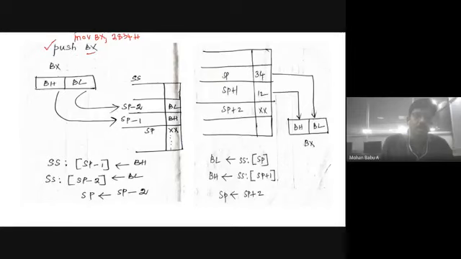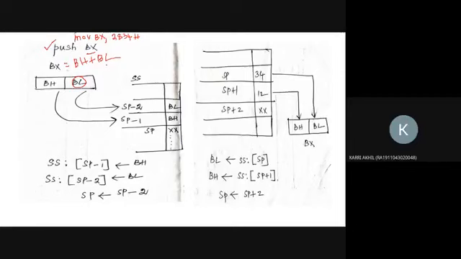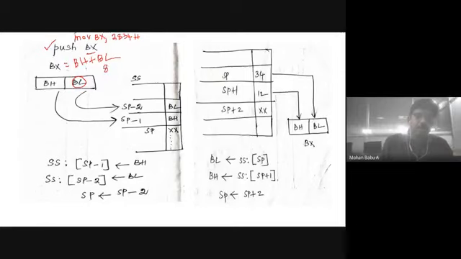So I can write DX as DH and DL. Okay, so how many bits does the lower register contain? BX is nothing but BH plus BL. So BL contains how many bits? 8 bits. BH contains how many bits?